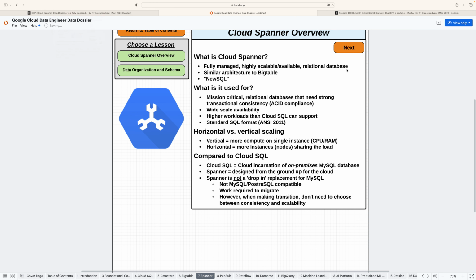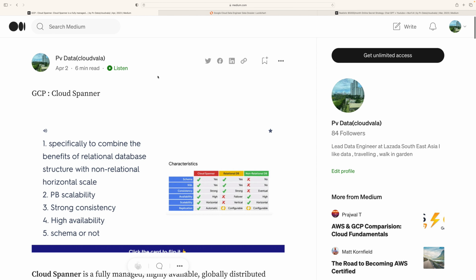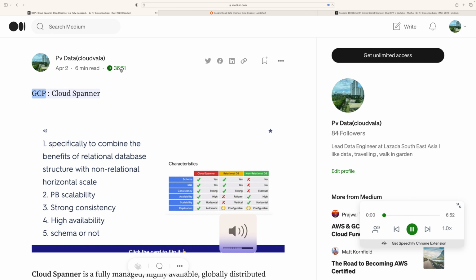Hi, let's go for Cloud Spanner. So we are going to talk about what is Cloud Spanner and what is architecture and some of the interview questions which you required. So let's get started. GCP, Cloud Spanner.